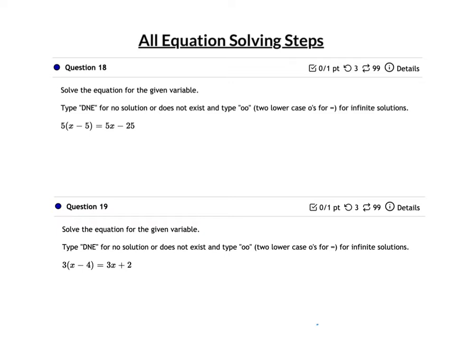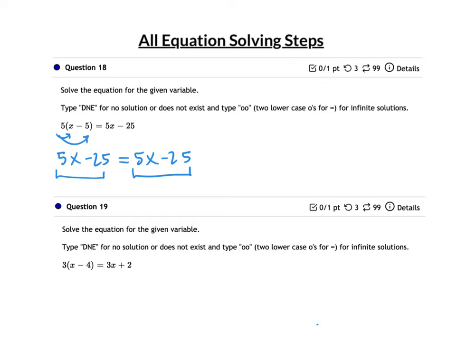So this first one, we're going to solve the equation. We distribute the 5, we take the 5 to both, and we get 5x minus 25 equals 5x minus 25. Well, we know the answer right here now because both sides are exactly the same. Any x I plug in is going to make this true. So the answer is all reals, every number that works.